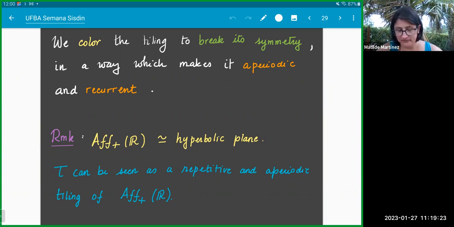So there are several ways to do this. So this is a tiling which is aperiodic and recurrent in the hyperbolic plane. And the hyperbolic plane is in fact isometric to the affine group with its left invariant metric. So this can be seen as a repetitive and aperiodic tiling of some Lie group, which is the affine group, okay? But this Lie group is not the one we're interested in because this group is quasi-isometric to a Cayley graph. This group is isometric to the hyperbolic plane, which is quasi-isometric, for example, to the fundamental group of any compact Fuchsian group.